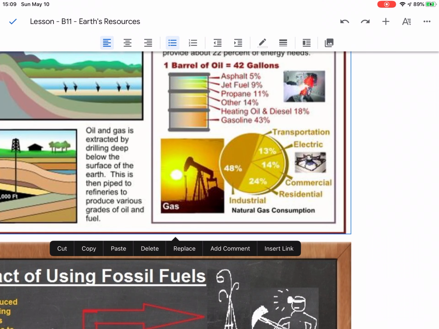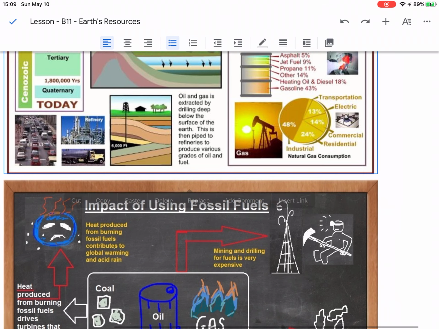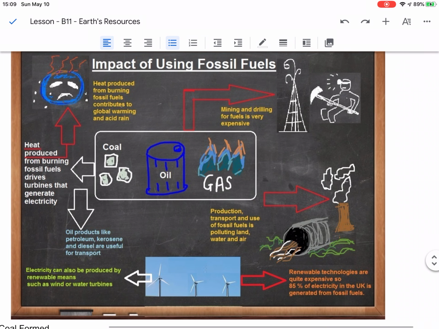Now, let's go over some of these impacts. The impacts of using fossil fuels, although they did come from the sun and they're beautiful things to have: the heat produced from burning fossil fuels drives the turbines that generate electricity, right?